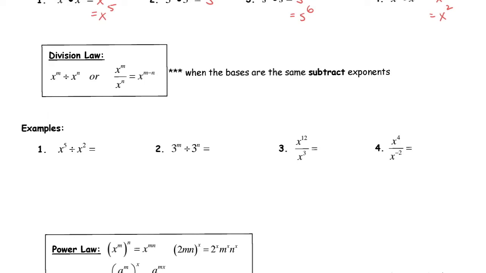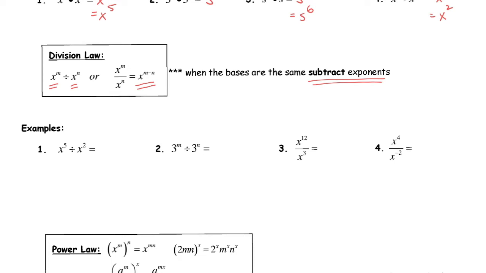Now we want to take a look at the division law. Again, you're probably quite familiar with the division law. That simply says if you're taking two powers with the same base and you're dividing them, whether that's written horizontally or vertically, the result is going to be a power with the same base, but the exponent is going to be the difference of those exponents. We're going to subtract the exponents.